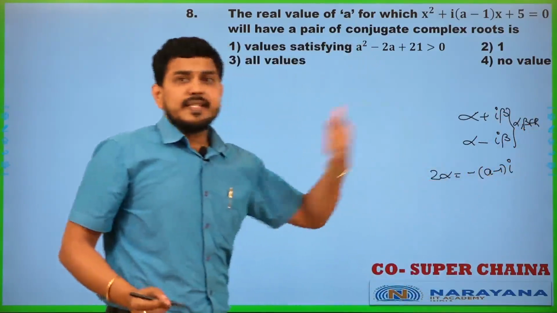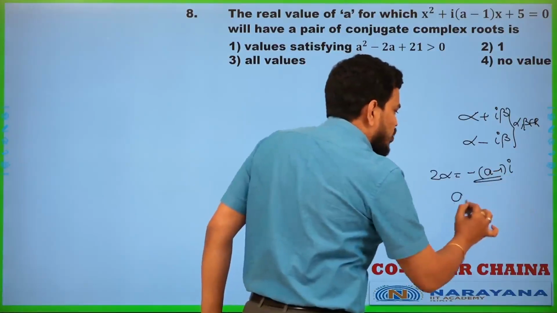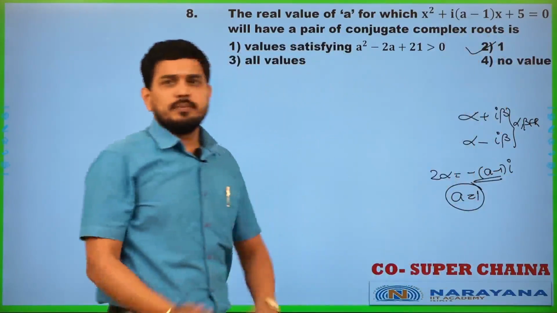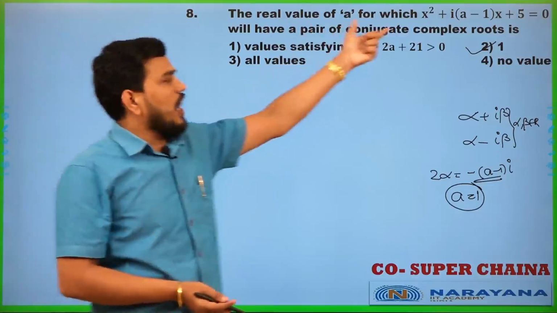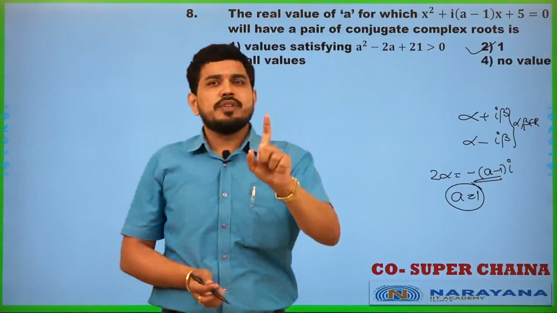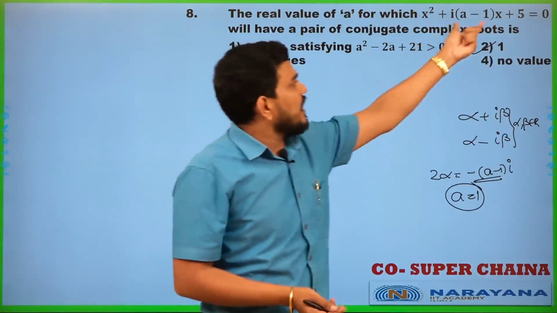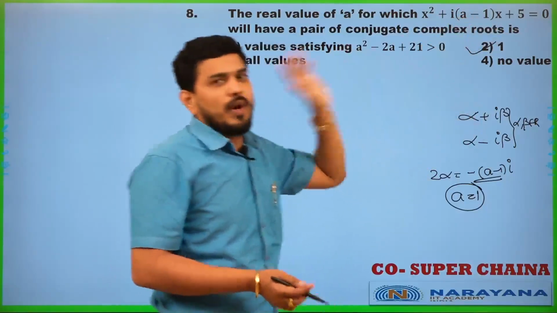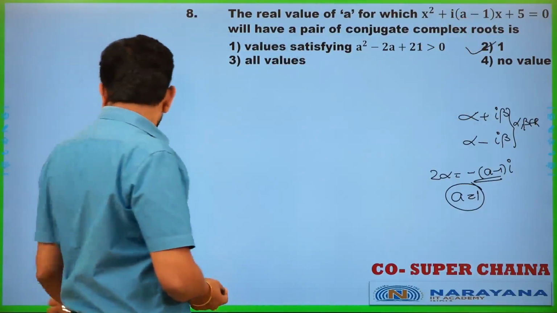So 2 alpha is equal to this one, so it is imaginary, so that means a should be equal to 1. So this is the answer. Conjugate complex: it is a quadratic equation. A quadratic equation with real coefficients will have conjugate complex numbers as the roots. So straight away, what happened here? The imaginary part should not be there. So a is equal to 1, you can say. Okay?